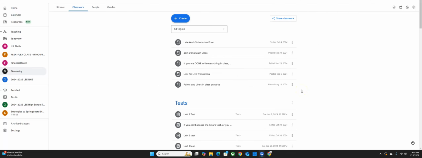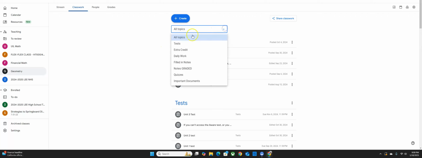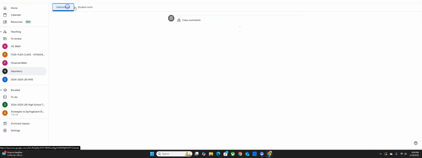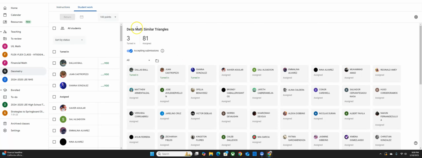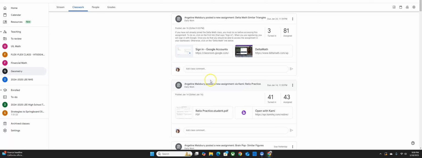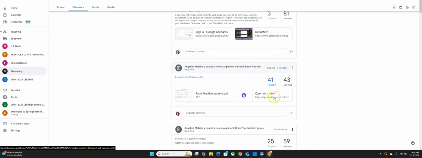So the most common question people ask me at the beginning of any assignment is, where can I find this assignment? You can find this assignment in Google Classroom, and the easiest way to get to it is go to this drop-down menu and go to Daily Work instead of scrolling all the way down. And we're not working on this one. So what we're going to do is look at this ratio practice. This is the one we want to finish. Notice 43 people have not yet completed it.